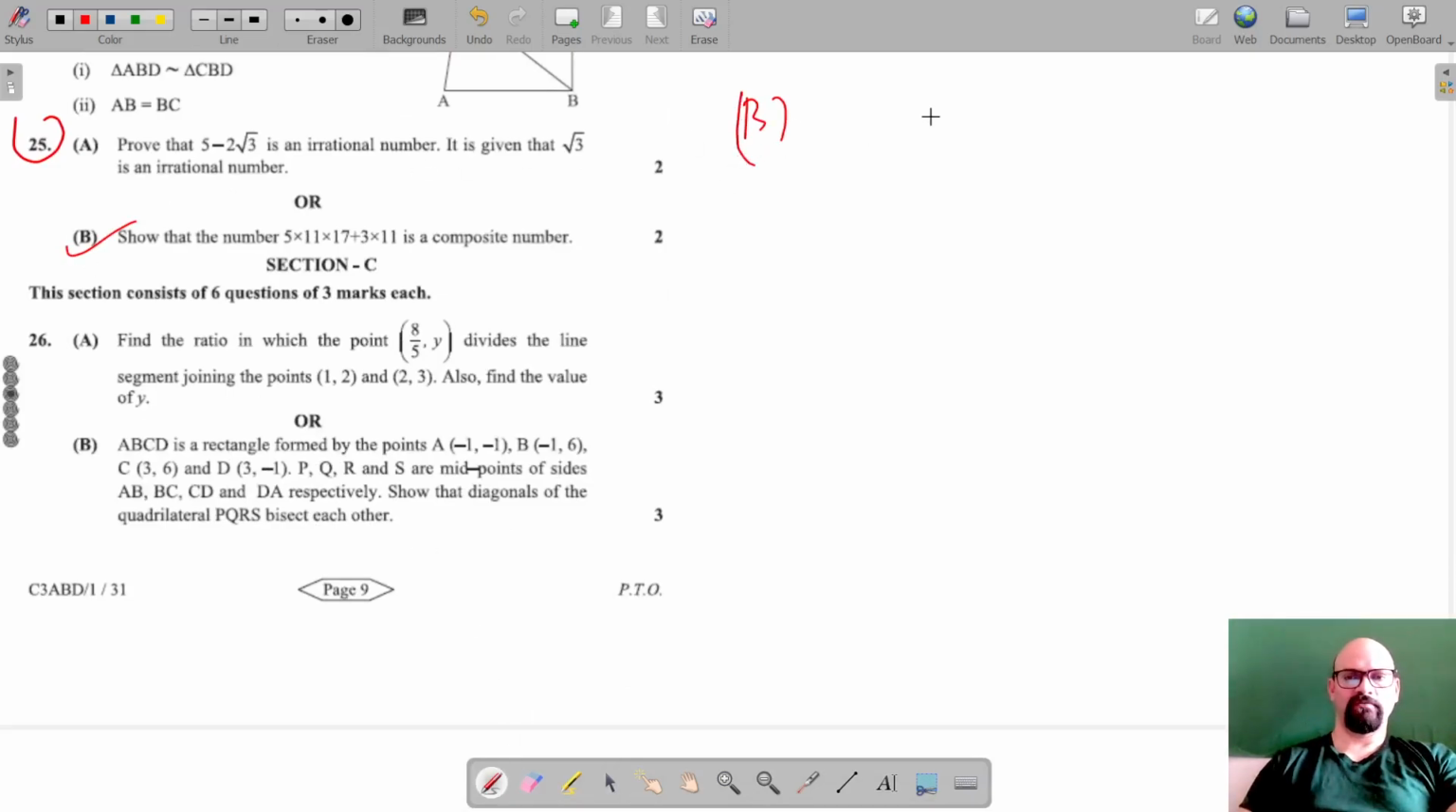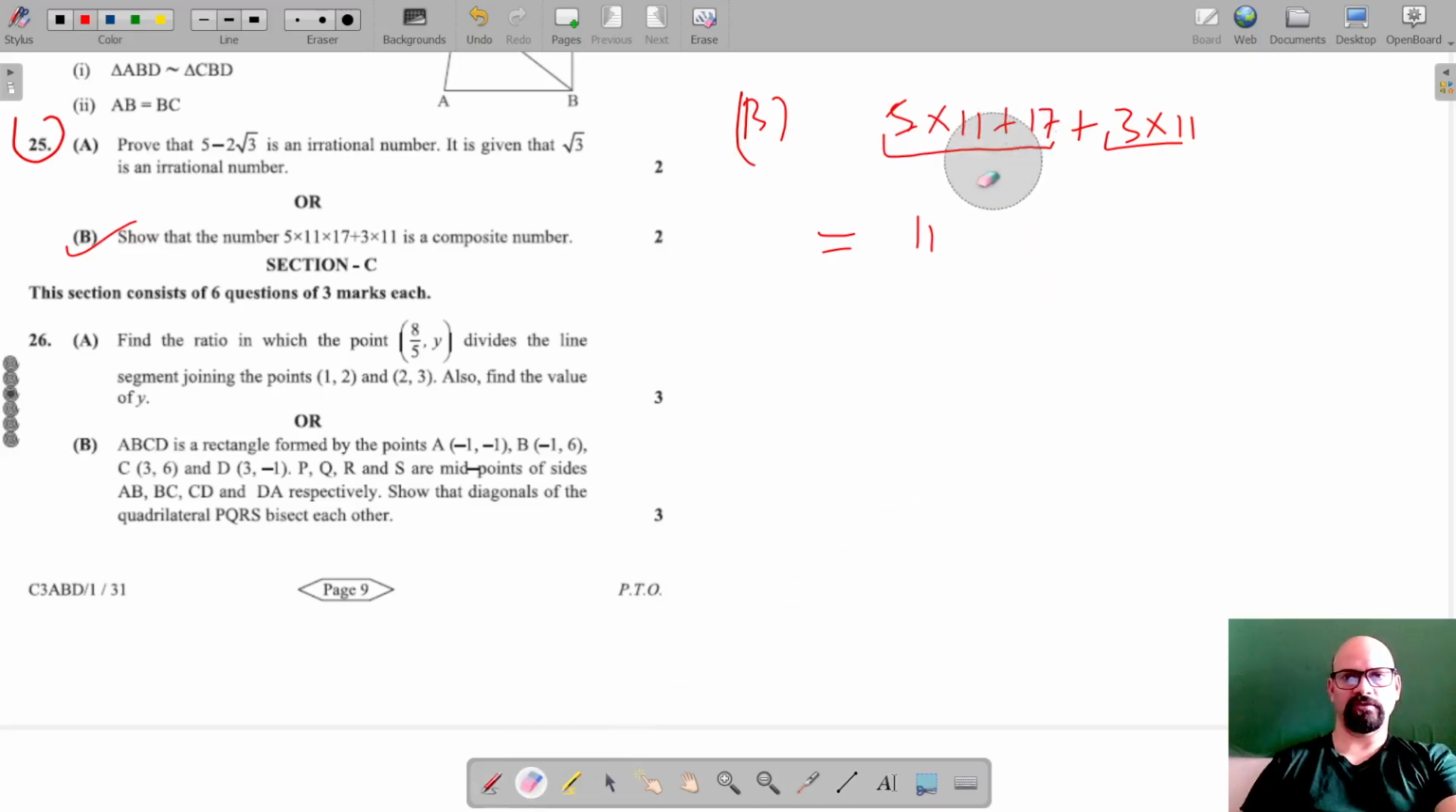This is part B, and we have to show that 5 into 11 into 17 plus 3 into 11 is a composite number. A composite number is a number that has more than two factors, apart from one and the number itself. If I take common in these two terms, the first term and the second term, the common factor is 11, and I have 5 into 17 plus 3, which gives me 11 into 88.